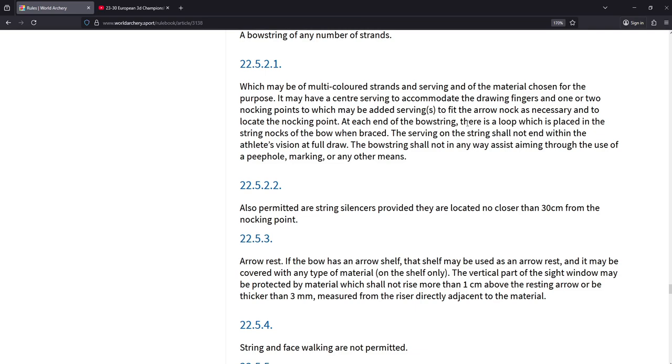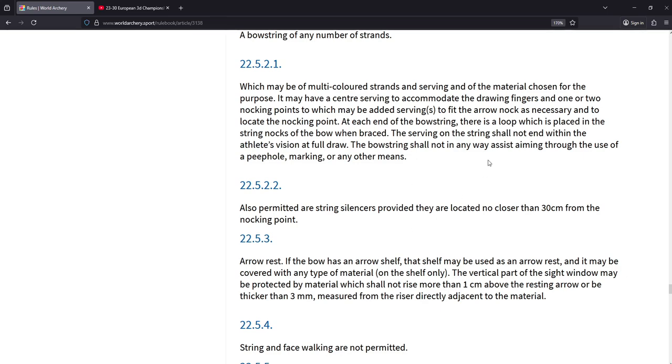At the end of each bowstring, there's a loop which is placed on the string nocks of the bow when braced. The serving of the string should not end within the athlete's vision at full draw. The bowstring should not in any way assist aiming through the use of a peephole, marking, or any other means. So, like with bare bow and like with traditional, the string cannot have anything that can be used as a rear sight. So, no colors, no stripes, which are in the archer's field of view that can be used to range or to aim. But you can have multicolored strings or serving, that's fine.